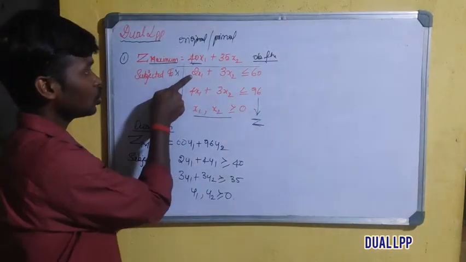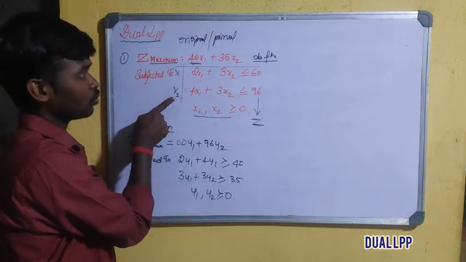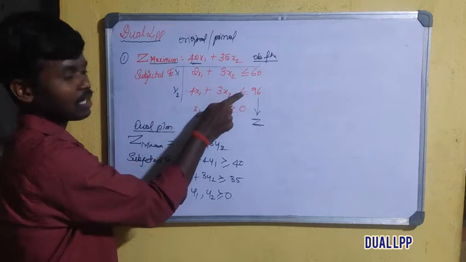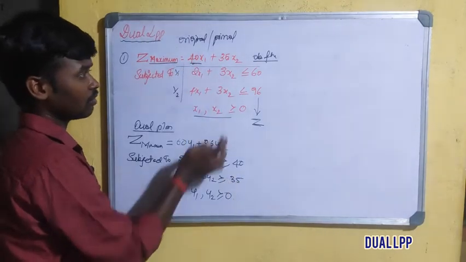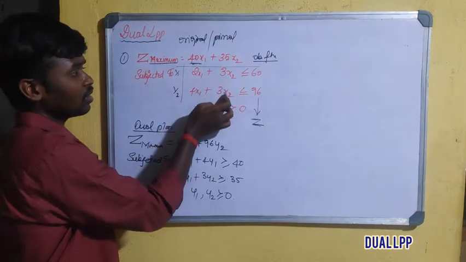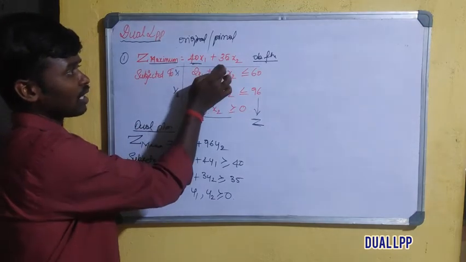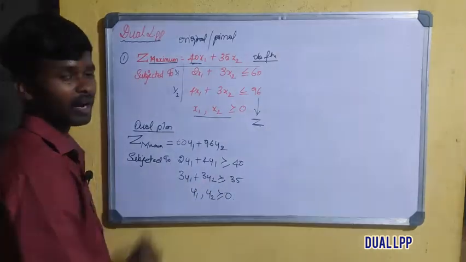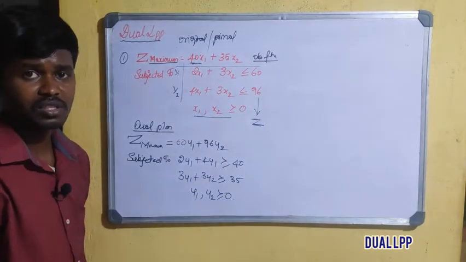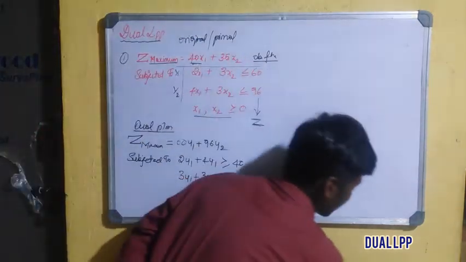See, 2y1 and 4y2 are less than or equal to in the primal, so we use greater than or equal to 40, and 3y1 plus 3y2 greater than or equal to 35. Then you have to add the non-negative constraint. Okay, see the second problem.